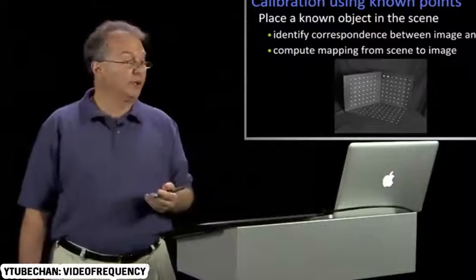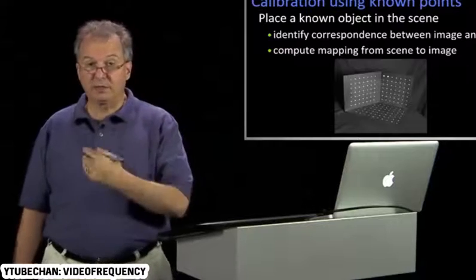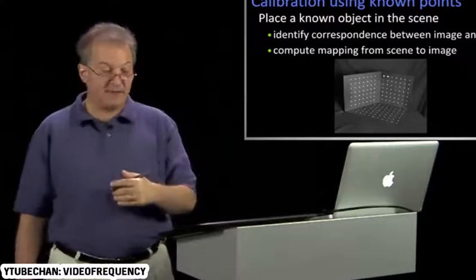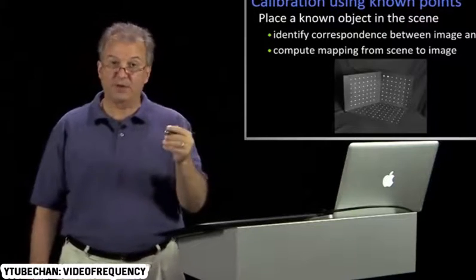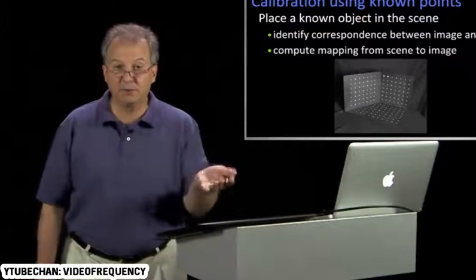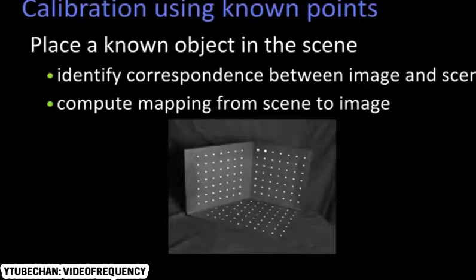Fundamentally, at the heart of calibration is this idea of having some points whose three-dimensional location in the world we know, and that we identify them in an image. That is, we can find the correspondence between this point in the image is that point in the world, and then we have to compute some sort of a mapping from a scene to the image. And one thing you can do is you can actually put an object like this in the scene that has a bunch of points on it, and you've measured or you know something about the shape of that object, and you know where all the points are.